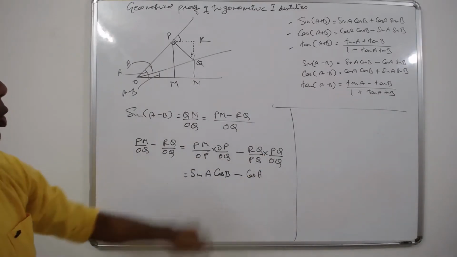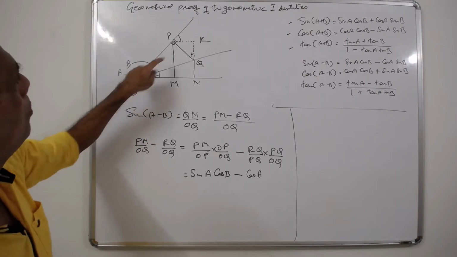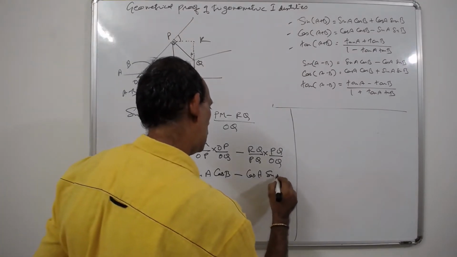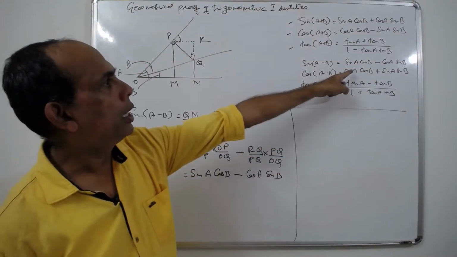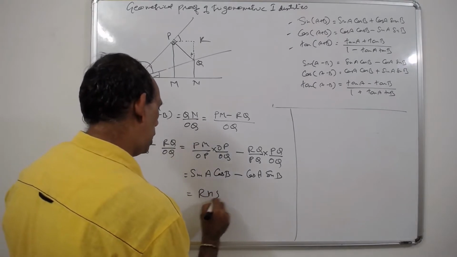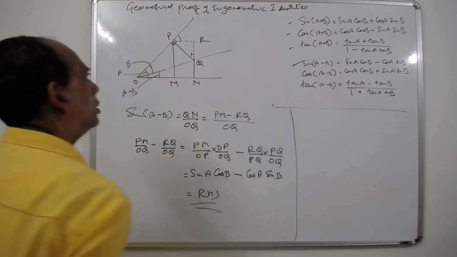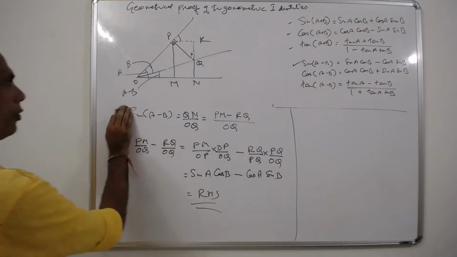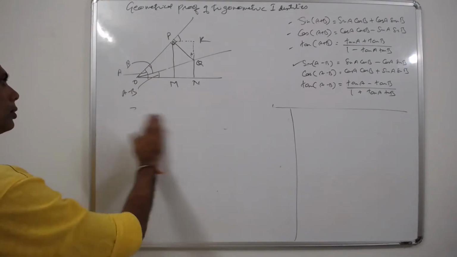And what is PQ upon OQ? PQ upon OQ is sin B. Is it matching? Sin A cos B minus cos A sin B. So this is also my proved RHS. Right? Fine. We have done this. Let's go for the next. We are going for cos of A minus B. Look what happens there.